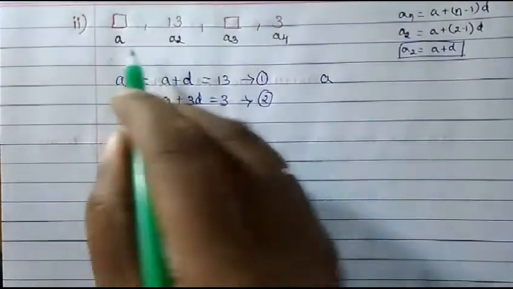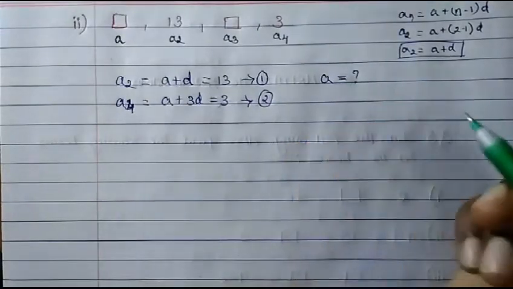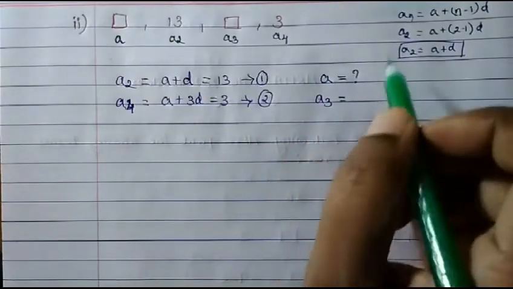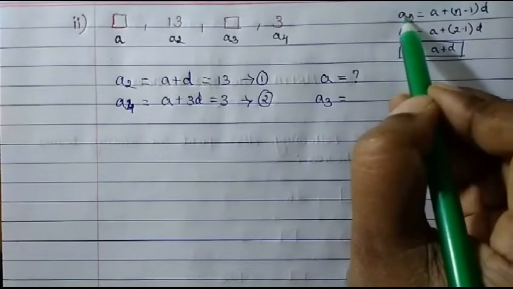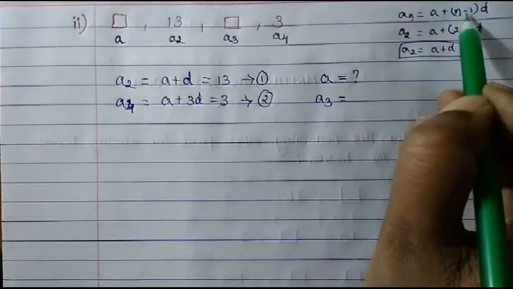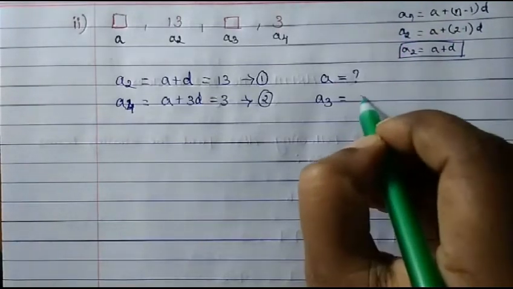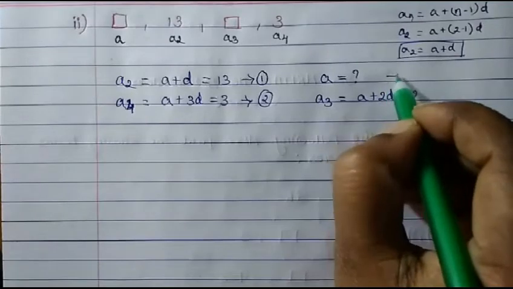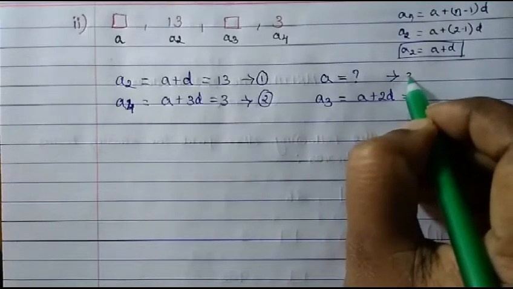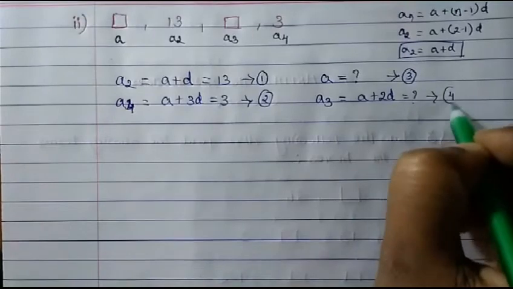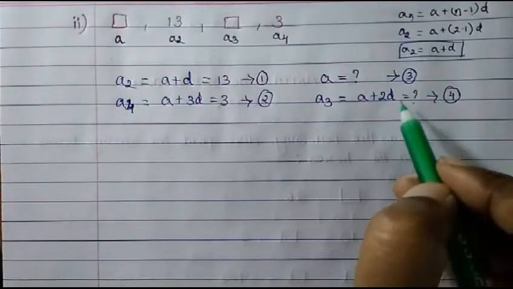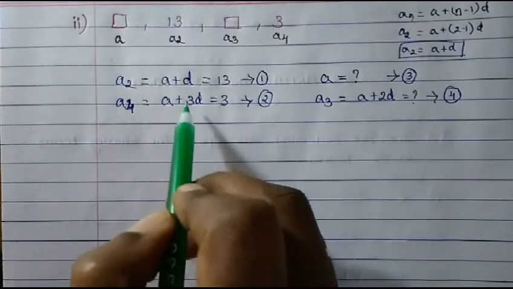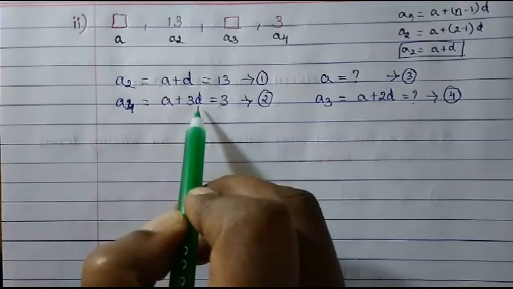Now we don't know the first term, so we have to find out the A value. Then we have to find out A3. A3 is the third term, so 3 minus 1 will give us 2D. That means A3 is A plus 2D. This also we don't know, we have to find out. We consider this as equation 3, and this as equation 4. We don't know the A value, so using the elimination method, we can get at least the D value.